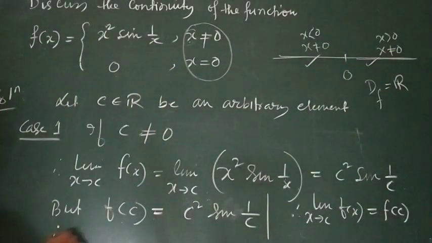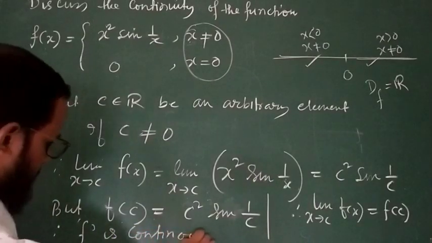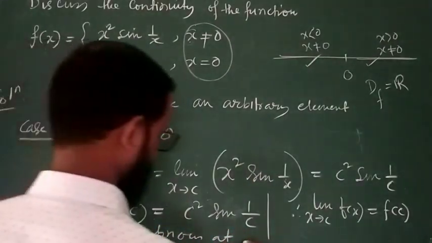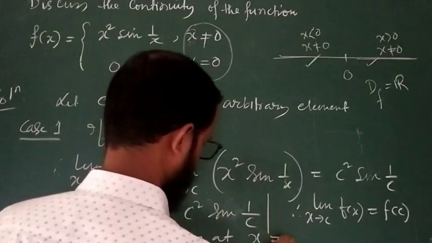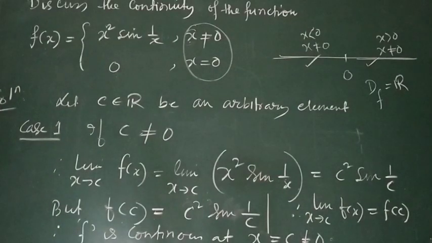Therefore, you can write, f is continuous at x is equal to c, which is non-zero. Now, this is case 1. Let us discuss case 2.